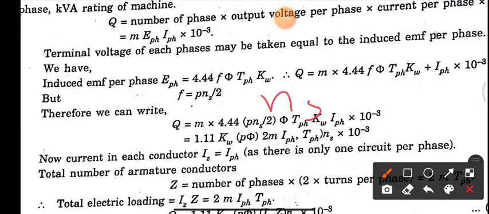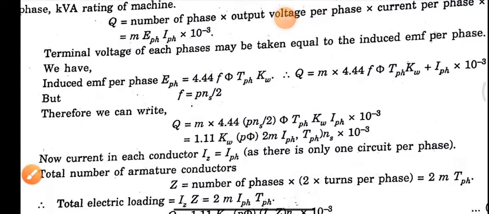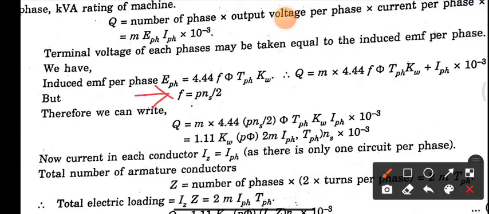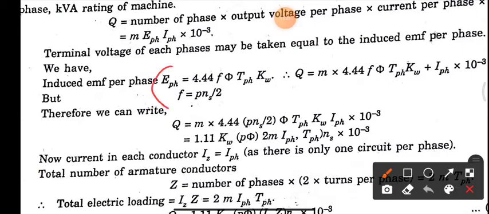So ns will be equal to capital Ns by 60. Now what is Ns? It is 120 F by P, divided by 60. So we get the equation F is equal to P ns by 2. Now you will be clear how we are getting the equation of frequency F is equal to P ns by 2.